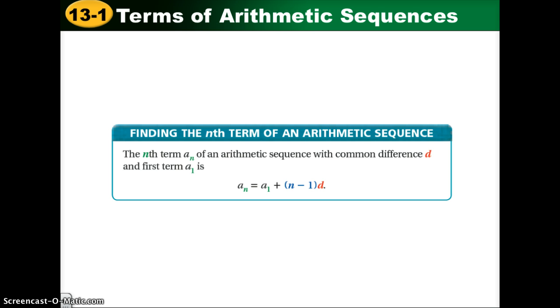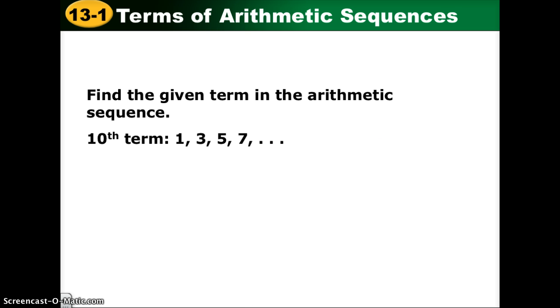So let's break that down. A sub n is what the answer of the term is. N is the number of the term you're looking for. So if you're looking for the 100th term, n would be 100. A sub 1 is the first term in the sequence, and d is the common difference. So let's try it out.